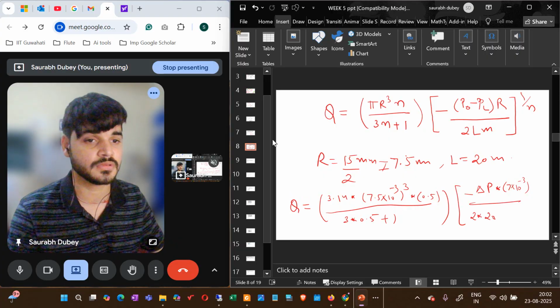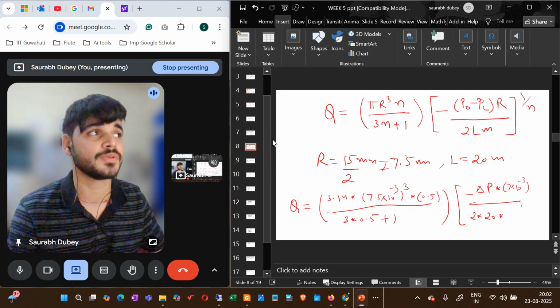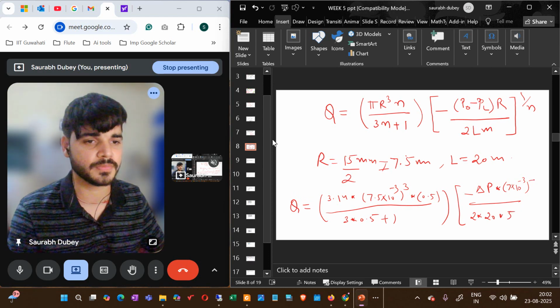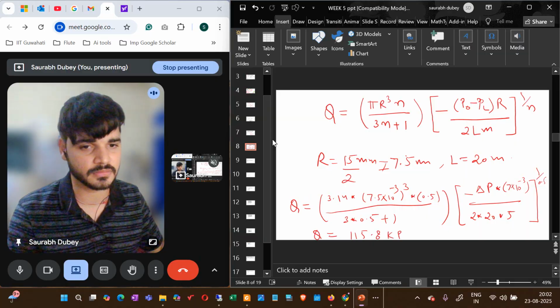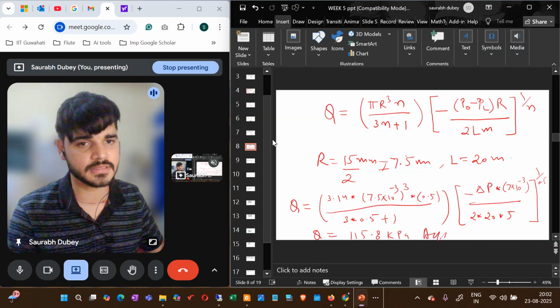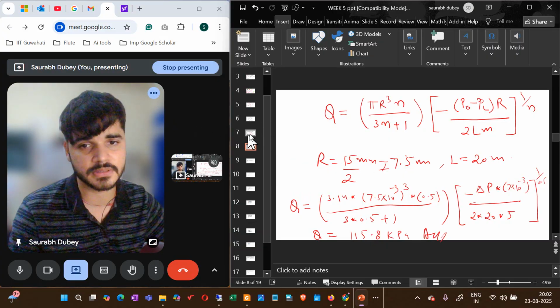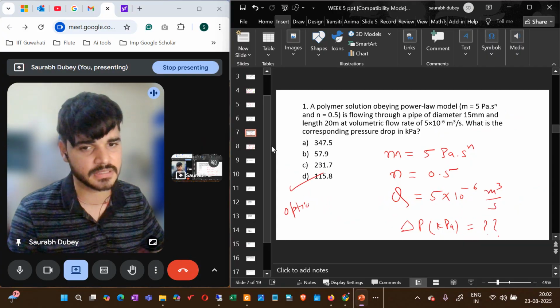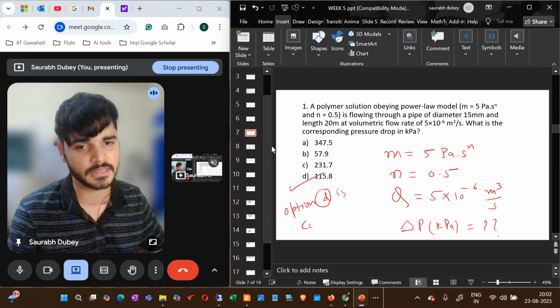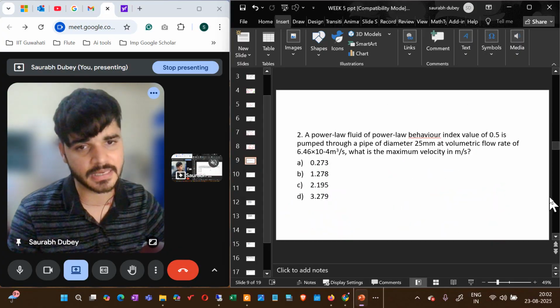So it is 20 meter, into m. The value of m you got is 5 Pascal second to the power n, and raised to the power 1 by n, and you have 0.5, so this will be 2. Once you solve it, the value you are going to get is 1.518 kilopascal, right? So this is the answer to the question. Looking at the options, option B is the correct answer, right? Now moving to the next question that is here.